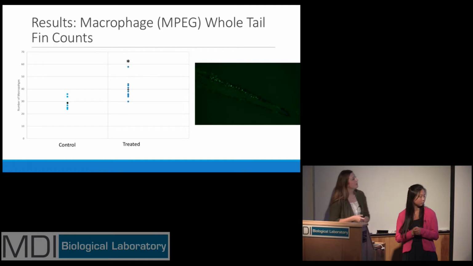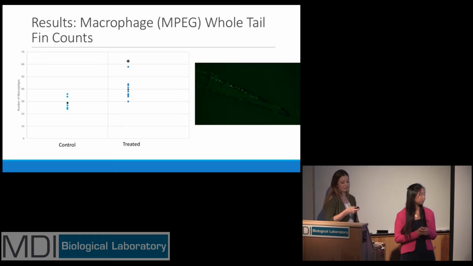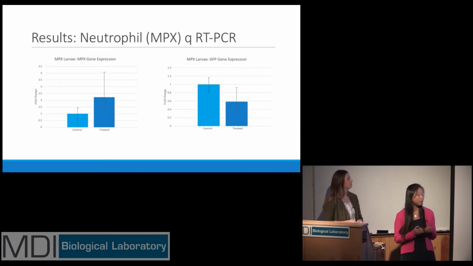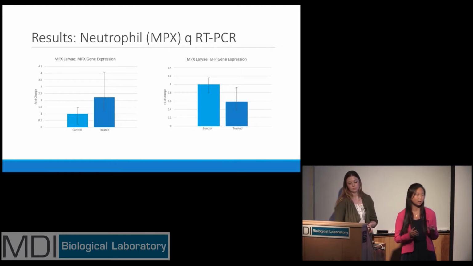And to get a better idea of whether there were more neutrophils and macrophages in the treated versus the control fish, we decided to do qPCR to measure gene expression. So we used qPCR to measure the gene expression of MPX and GFP. We expected a similar fold change between the expression of these two genes because the expression of GFP is controlled by the MPX promoter. However, when we look at these graphs, we didn't see anything statistically significant.